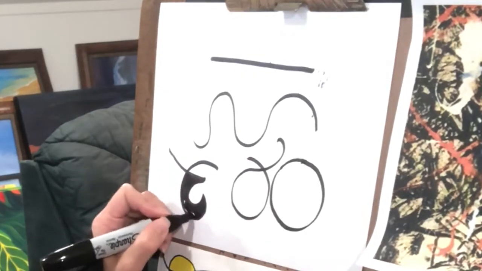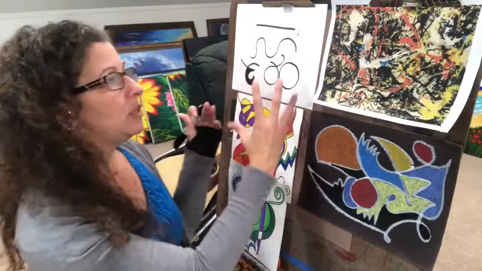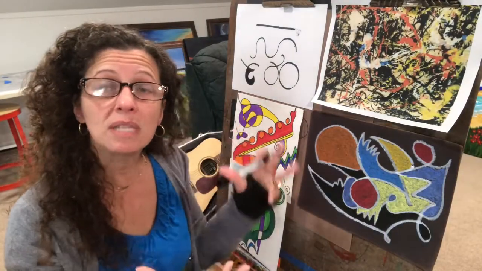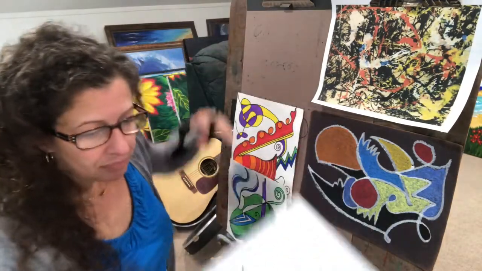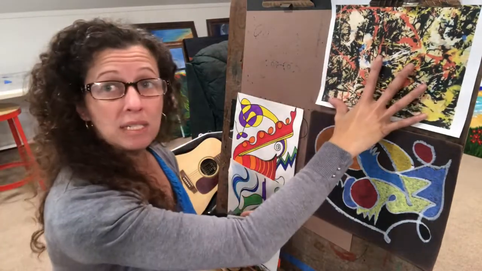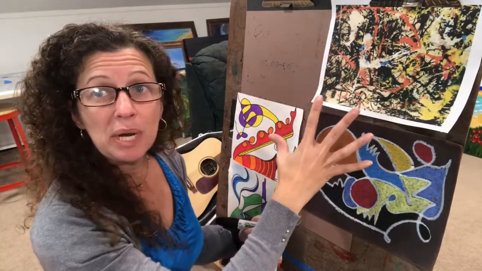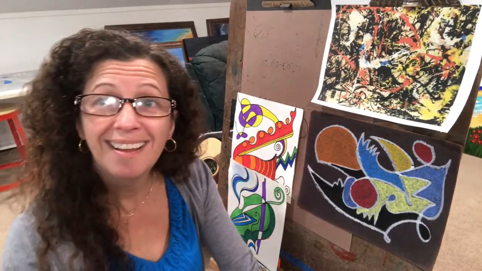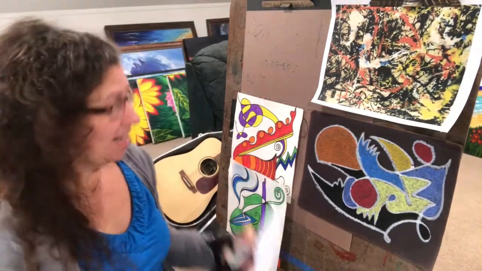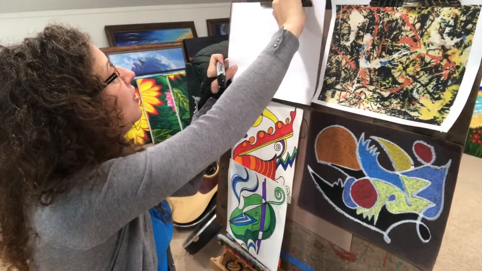Okay? So I'm taking some time to review line because the purpose of our lesson is to utilize lines. Now we're going to get to the fun part. So let's use Jackson Pollock as our inspiration, right? And now we're going to start our hand dancing. Okay, so here we go.